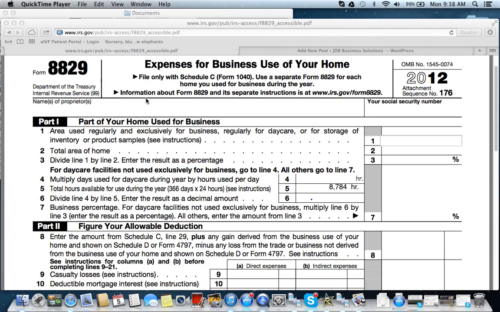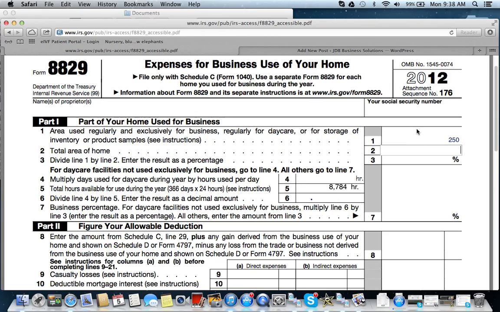Okay, so we're going to go down to part 1 here. What they're going to want to know is how big your office is versus how big your entire house is. So on line 1, they want to know the area regularly and exclusively used for business. So how many square feet is your office? For this purpose, let's say it's 250 square feet. And then they're going to want to know the total area of your home, the square footage. So for this, let's say 1,000 square feet. The reason they're asking those questions is because they want to know the percentage of your office versus your entire house, because that percentage is what you're going to use to decide how much you can write off of your expenses. So here it'd be 25%.